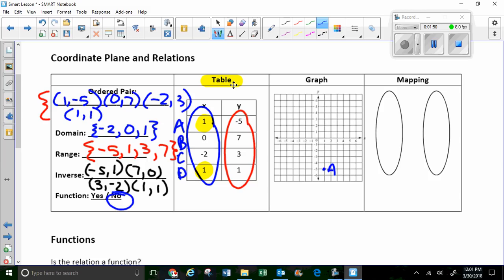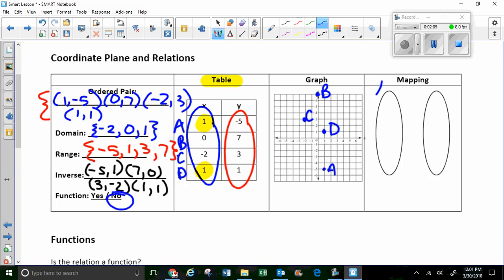Point B is 0, 7, so I'm not going to go left or right at all, I'm just going to go up 7. That's going to be point B. C is -2, 3. And then D, 1, 1. So right 1, up 1.